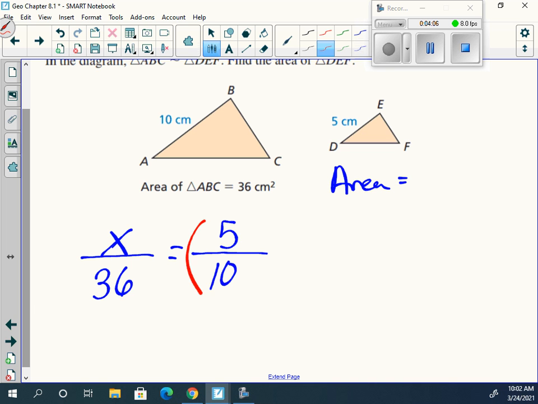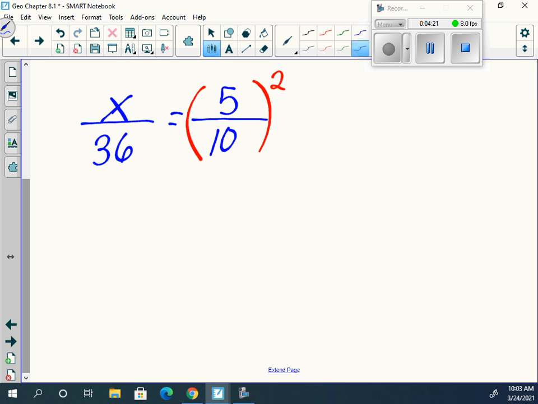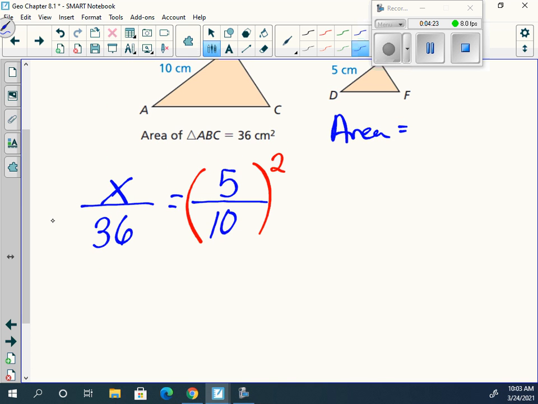But we have to square the side lengths because area is in square units. So we need both of them to be in square units. Any questions on any of this here so far before we move on?